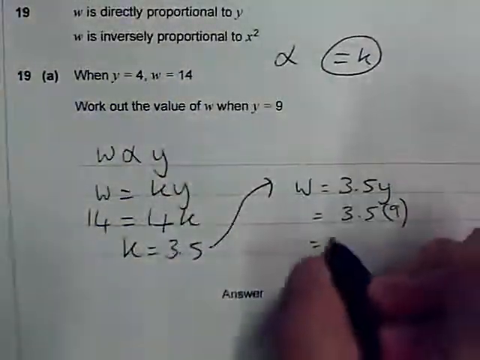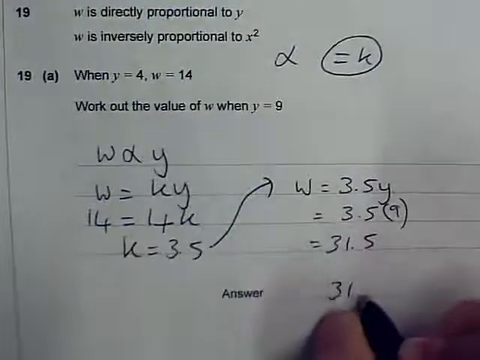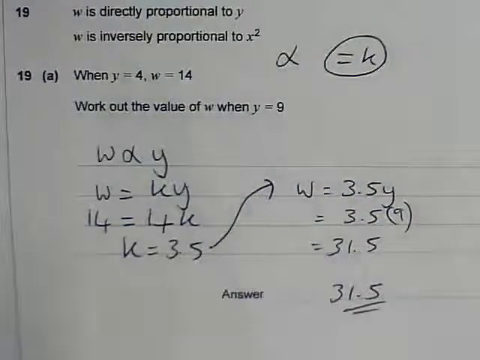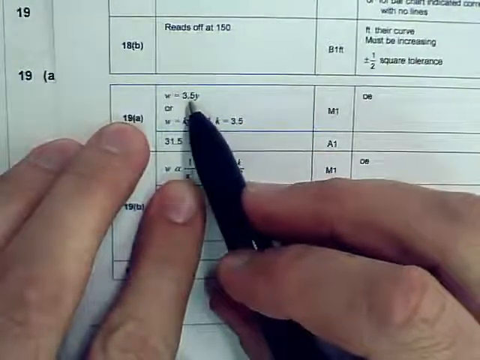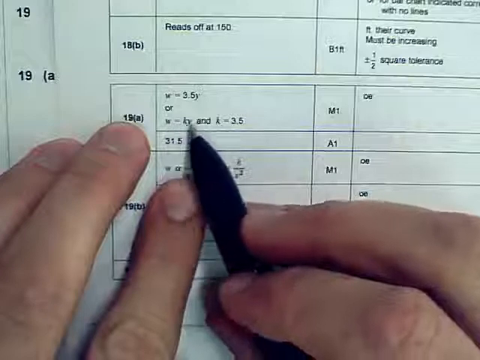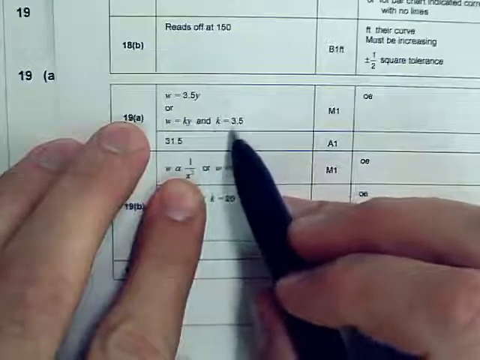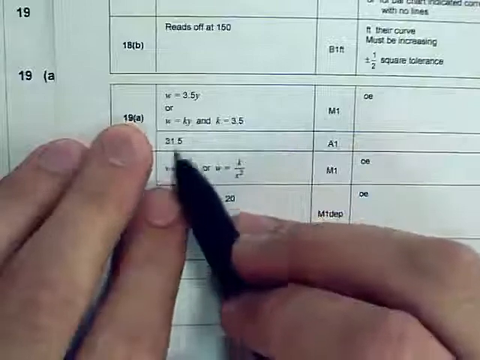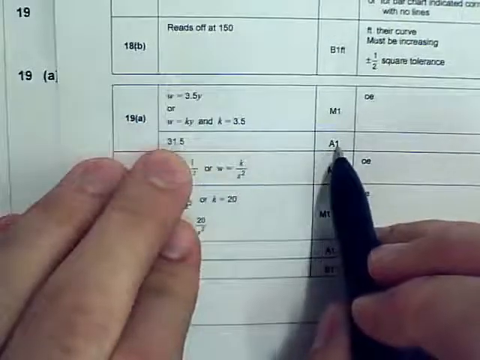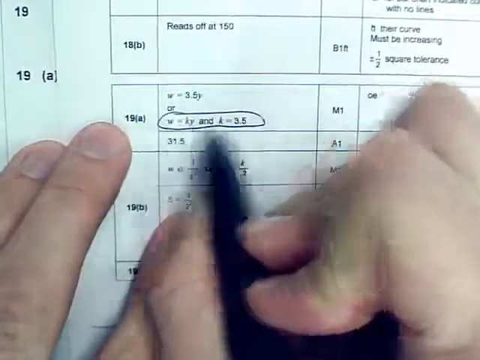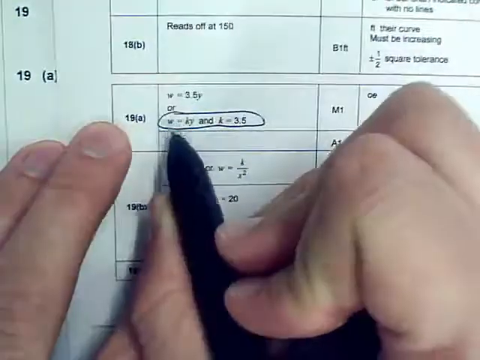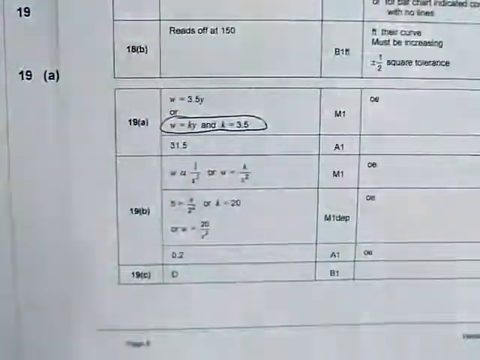So I get that as my first answer for 2 marks. We look at the mark scheme for this. If you write an equation, so W equals 3.5Y, or if you write something like W equals KY and you write K equals 3.5, you get the method mark, and then for working out 31.5, you get the second mark. Notice this bit: if you write out the formula W equals KY, you have to write that bit and the 3.5 bit to get that mark. Or you could have just written that, and that gives you the mark for the method.